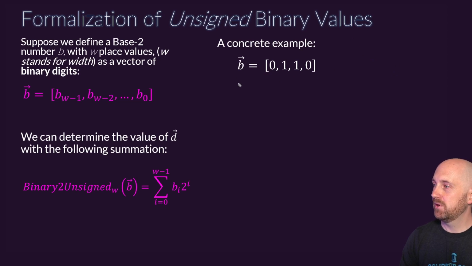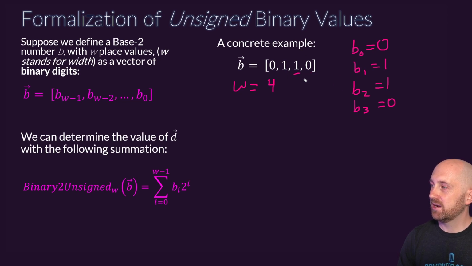So what is W in this case? Well, W is going to be 4, right? We have 4 bits here. So what is B index 0? That's going to be this value here, 0. What is B index 1? That's going to be the second digit here, 1. B index 2 is going to be this one. And B index 3 is going to be 0, right? This last 0 here, right?